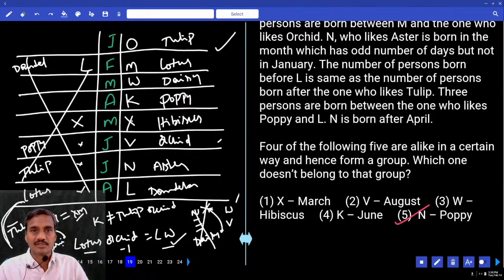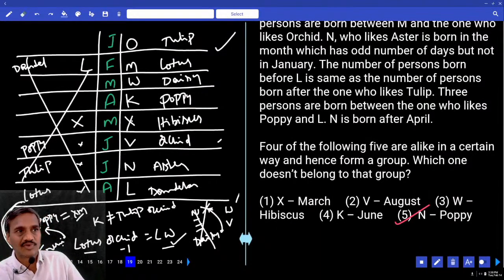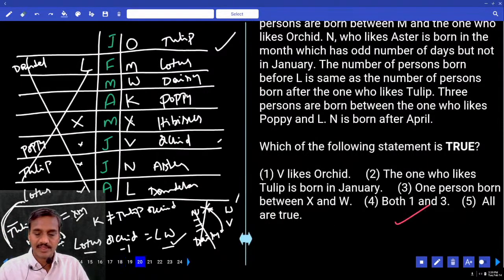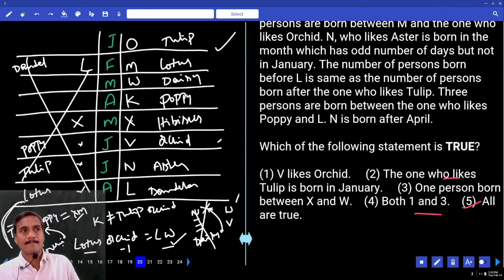Now follow here. Except in choice 5, in the remaining, between the person and the flower only one person is there. Here there are 2 persons, choice 5. And the 20th: which of the following is true? We like orchid, true or false? We likes orchid, that is definitely true. Both 1 and 3 are true for each other. 3 children, and the one who likes tulip is born in the month of Jan. Can't answer. All are true, choice 5.